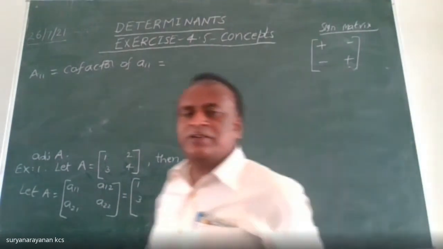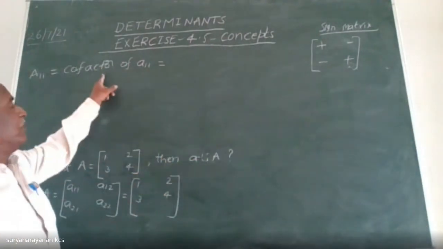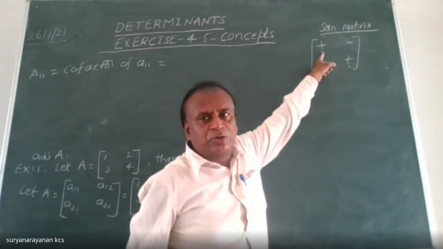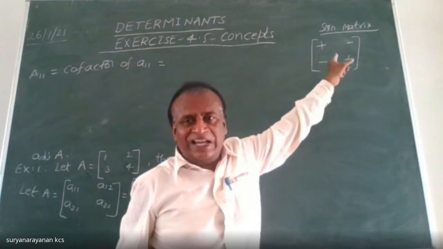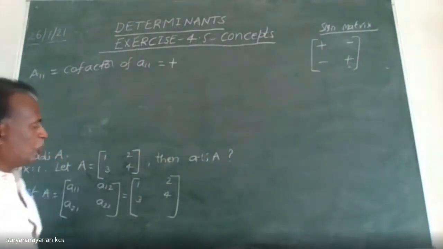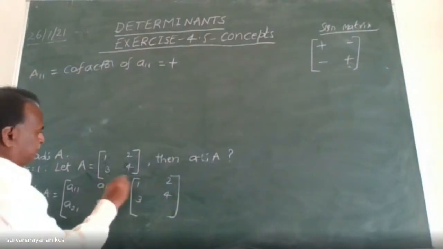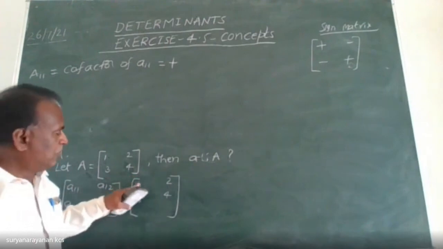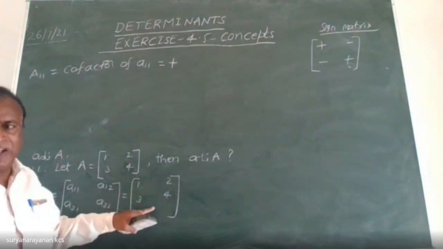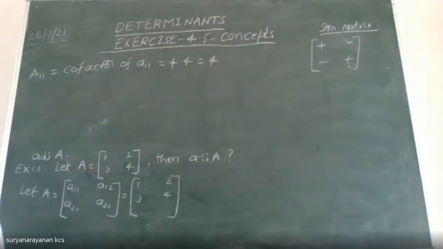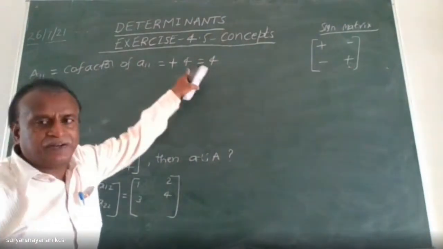Then how to find adjoint? How to find the cofactor of element A11? Take this sign, whatever the sign is in the sign matrix. And we have to cross the first row and the first column. What is left here? 4, sir. Yes, that's all. That is 4. That is the cofactor of element A11.